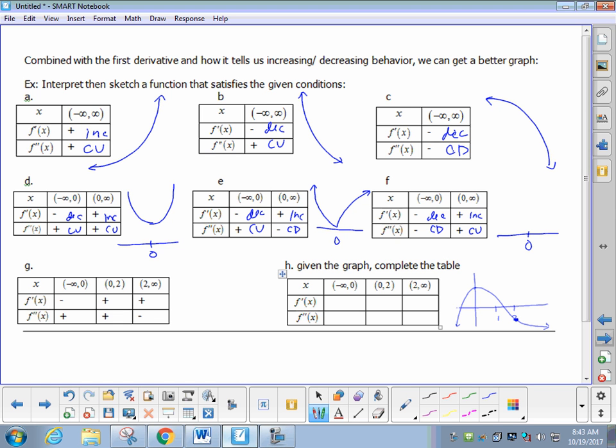Okay, so decreasing concave down. Decreasing concave down like this, yeah? Increasing concave up like that. Is that something like what yours looks like? Yes, sir. So for both of those, at zero, it goes straight from decreasing to increasing.